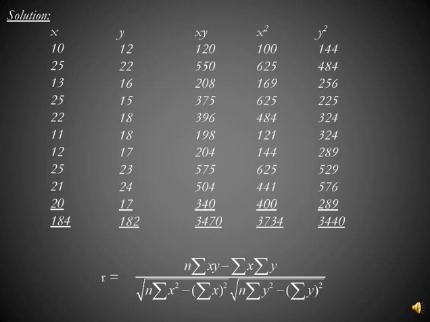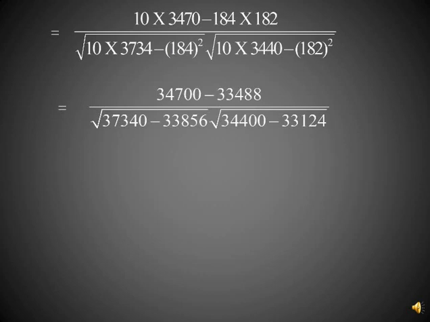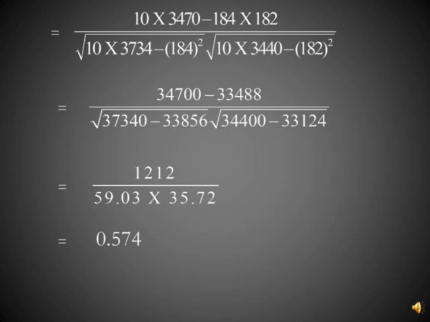Now if you remember the formula, that was r is equal to n sigma xy minus sigma x into sigma y upon under root of n sigma x square minus sigma x whole square into under root of n sigma y square minus sigma y whole square. So now you will put the values of sigma xy, sigma x, sigma y, sigma x whole square, sigma y whole square, and when solving this you will get r is equal to 0.574. It means x and y values have this much of correlation between them.